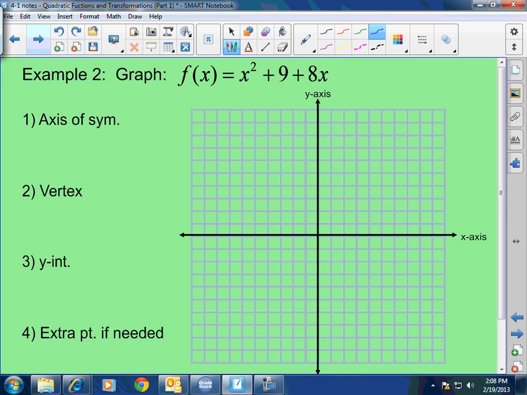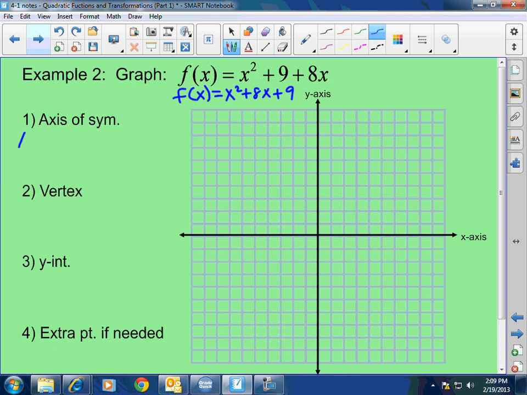Okay, let's graph x squared plus 9 plus 8x. First of all, I did this on purpose. What's the first thing you should do here? Very good. Rearrange it so it's in the proper format: ax squared plus bx plus c. I'm going to go through this relatively quickly. Please try to stay with me, gentlemen, please.